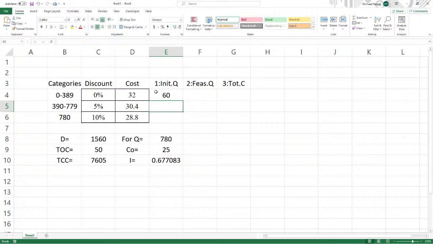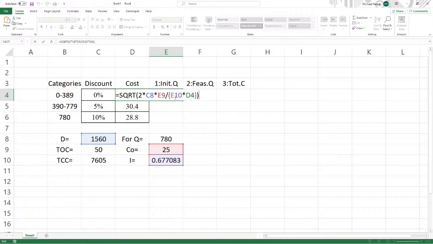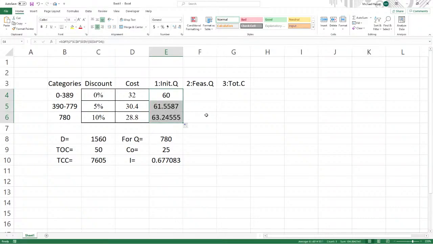Okay, and we have 60. And we can do the very same thing. The only thing that's going to change is the D4. So D4 is the only thing that's going to change. So E10 is fixed. E9 is fixed, and C8 is fixed, correct? So now we can copy this down. Boom, boom. And there we go. Because we're going to change these, but keep the same EOQ.